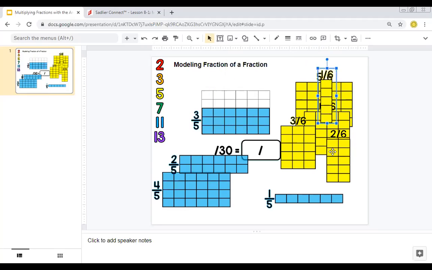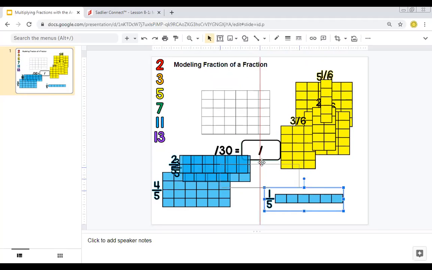Okay, let's do another one here. What would this one be? 30 parts. I counted those squares in the background. All right, what's the answer to 2/6 times 3/5? 6/30ths, because 6 out of the 30 are shaded.